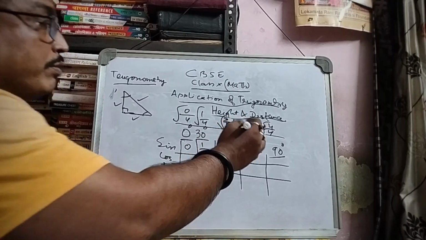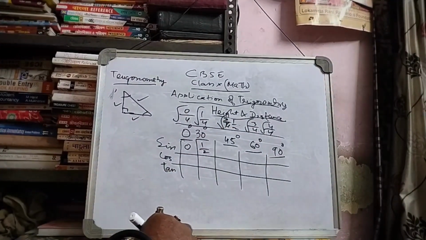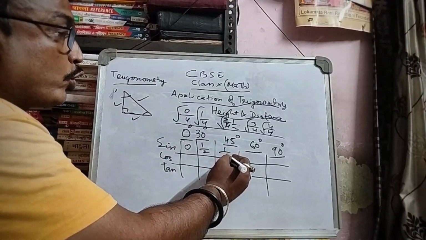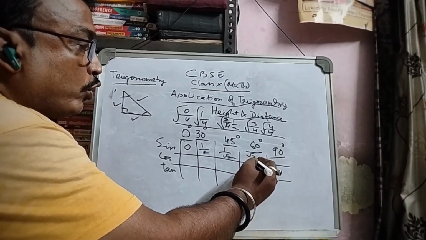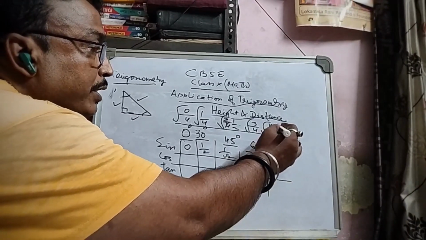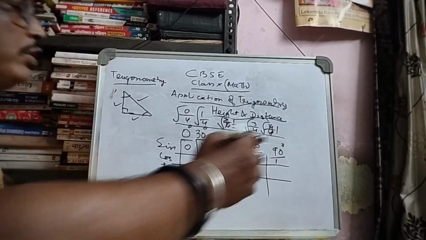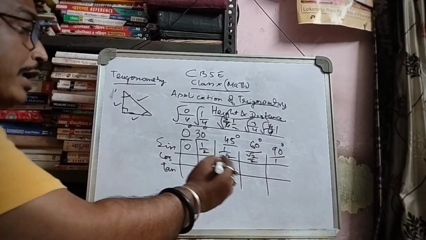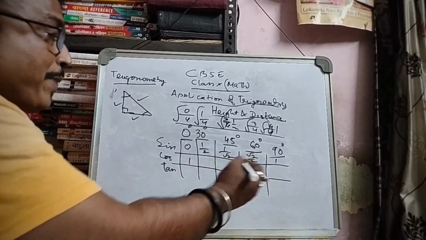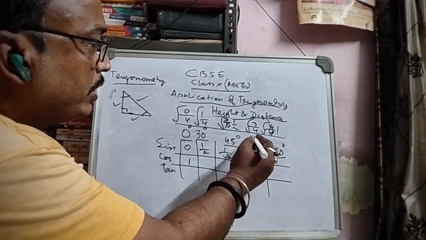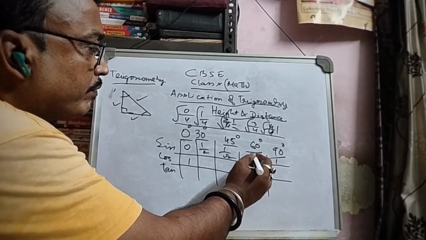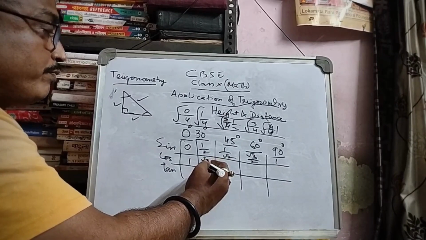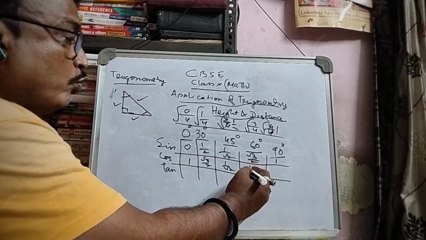At first minimize it, then root 1 is 1, root 2 is root 2, root 3 is root 3, root 4 is 2, and it will be 1. So root 1 will be 1. Then write it from the back side, in reverse: 1, root 3 by 2, 1 by root 2, 1 by 2, 0.